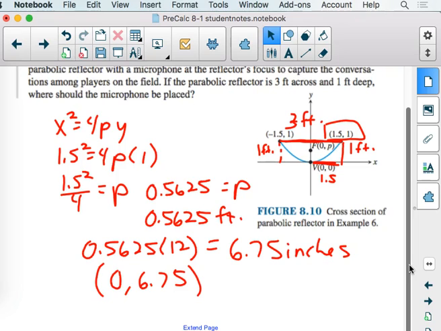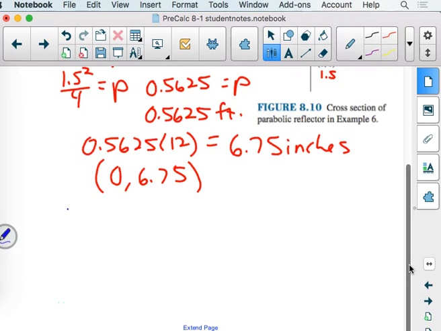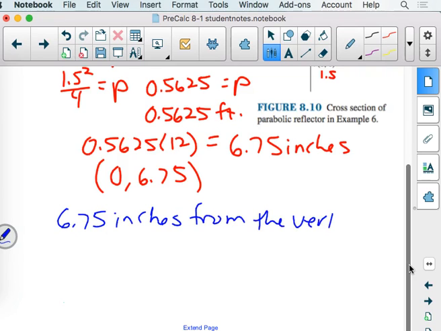But what we want to do is let them know, generically, if you didn't use up and you used sideways, how do you tell somebody where this goes? Well, it needs to go 6.75 inches from the vertex through the focus. That's what we tell them. And that is the axis of symmetry of this parabola. So 6.75 inches from the vertex along the axis of symmetry.